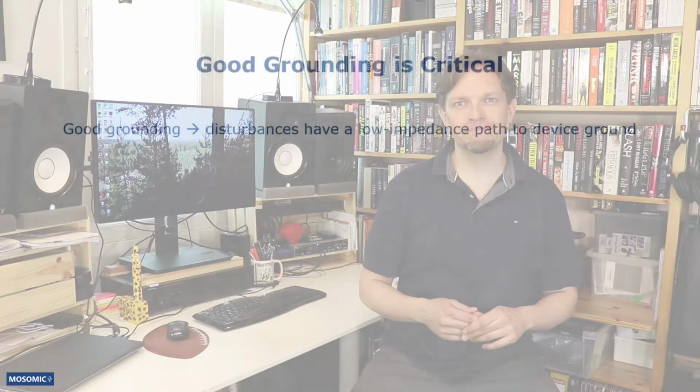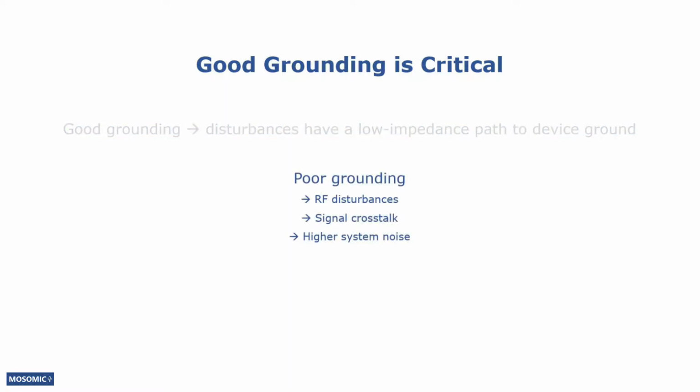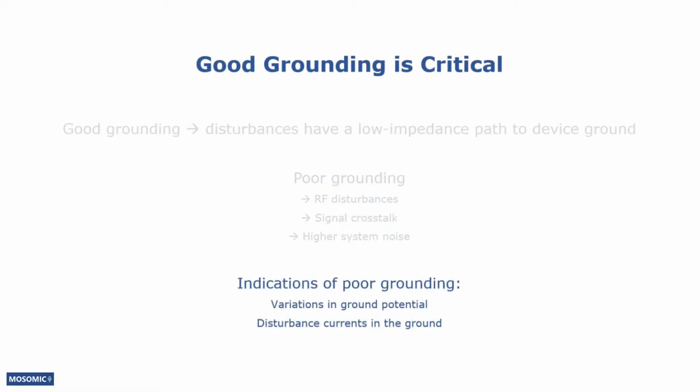Good grounding is a critical factor in the electrical implementation of a MEMS microphone into a device. Good grounding provides disturbances a low impedance path to the device ground, making sure that the disturbances bypass the microphone and its sensitive signals. Poor grounding increases the risk of RF disturbances, signal crosstalk from other traces, and higher system noise level. Indications of poor grounding are, for example, variations in ground potential from one point to another in the ground, as well as disturbance currents in the ground.